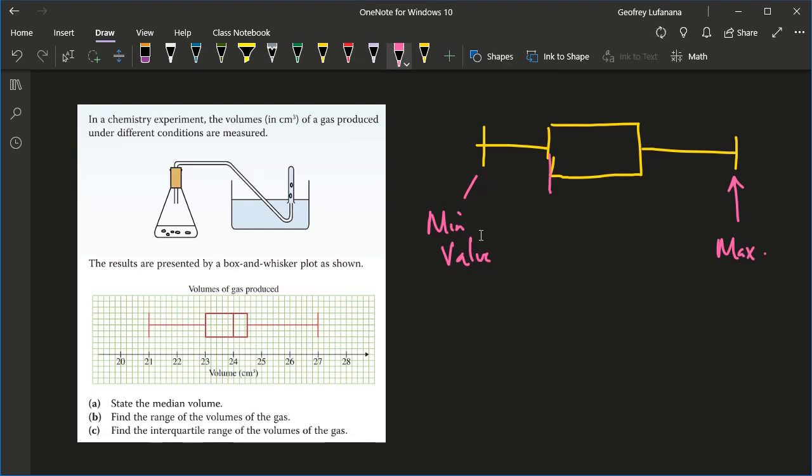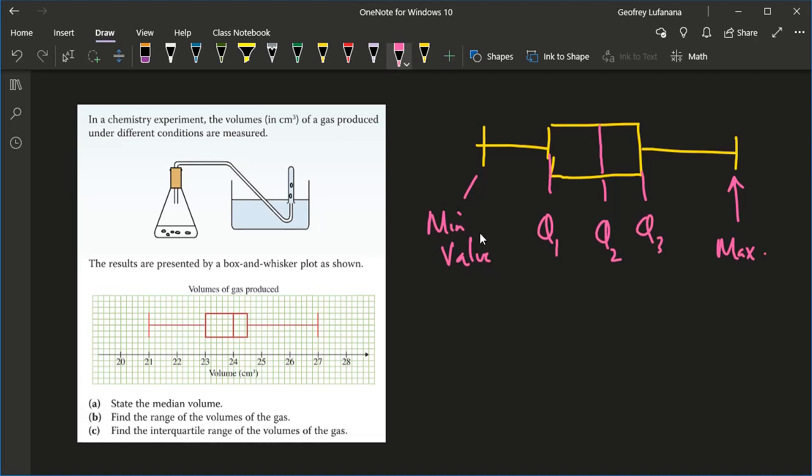Here we have the lower quartile. There is a line usually in the middle, which is the median, and it's not necessarily in the middle, but it's in between the lower and the upper quartile. And on the right hand side of the box is the upper quartile.